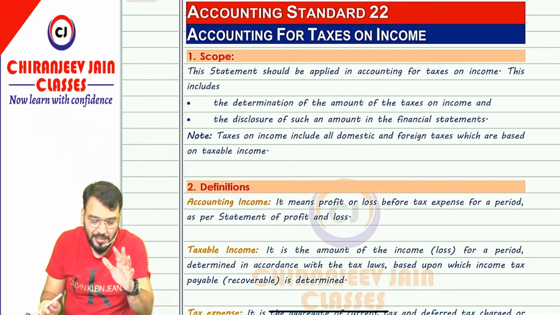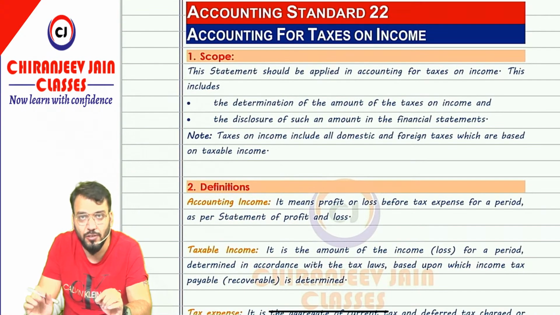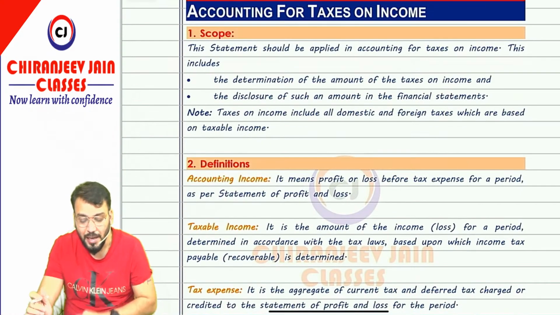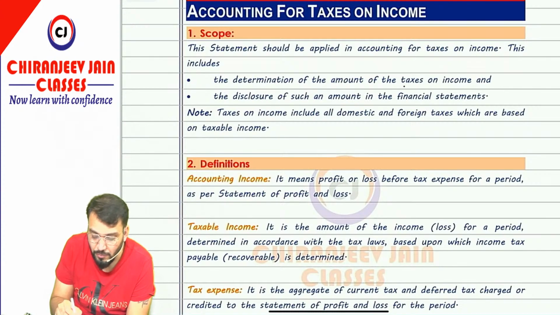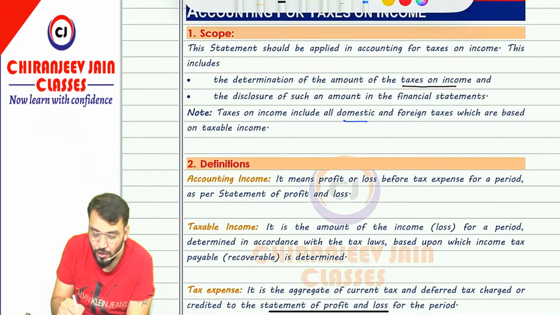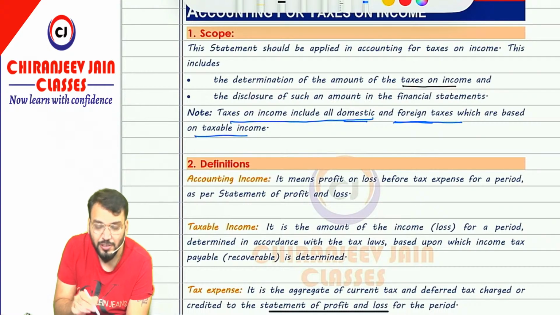So, this chapter deals with only taxes on income. Taxes on income means this accounting standard does not deal with any other taxes. Any other taxes means it is not applicable for GST or any other indirect tax. Got this point? Yes, sir. Now when I am saying taxes on income, it will be applicable to all types of taxes on income, whether it is foreign tax or domestic tax. So taxes on income will include all domestic and foreign tax which is based on taxable income.